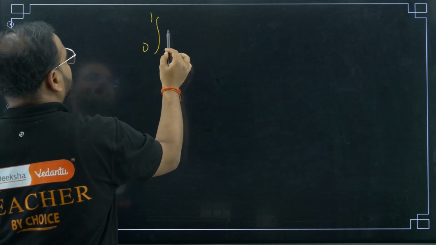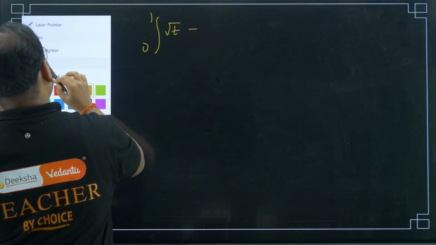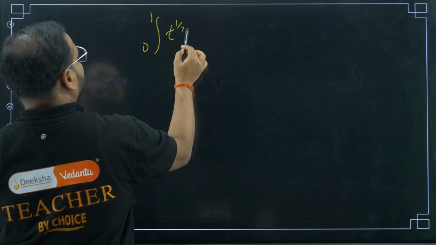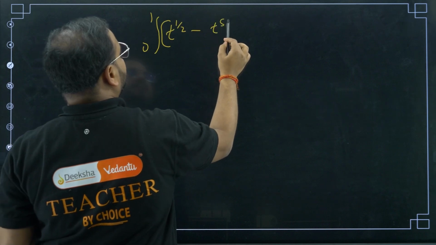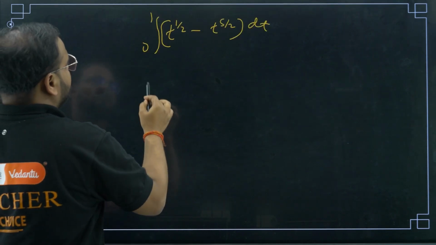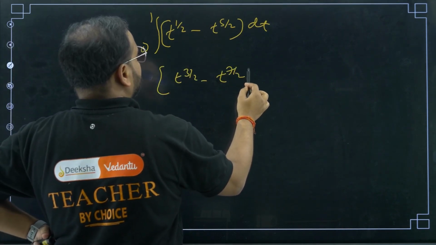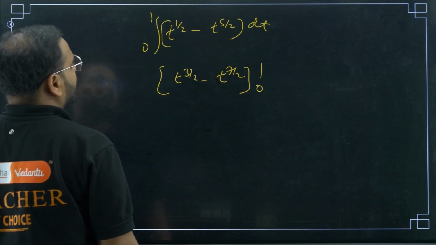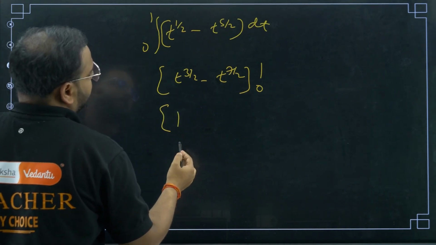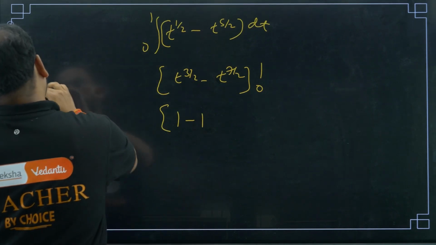Let's see the integration, 0 to 1. Root t can be written as t power 1 by 2, minus t power 5 by 2 dt. Let me just check again. Yes, if I do that, I'm going to get t power 3 by 2 minus t power 7 by 2, from 0 to 1. How much is that? It's going to be 1 minus 1. Okay, no, 1 second.